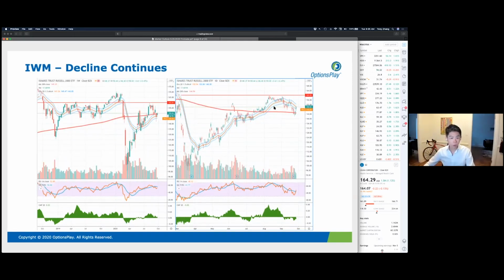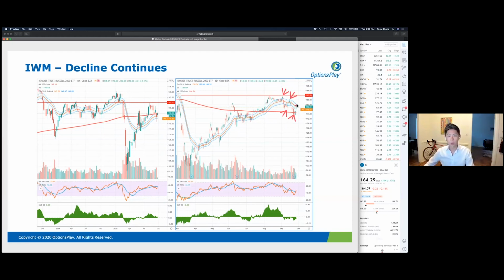Now, if we look at small caps, momentum continues to decline. On the weekly chart, the momentum is starting to roll over and turn negative. On the daily chart, we've seen a consistent lower low and lower high. So this is the continuation of a downward trend here at the moment. It still has failed to break back above the 20-day moving average.